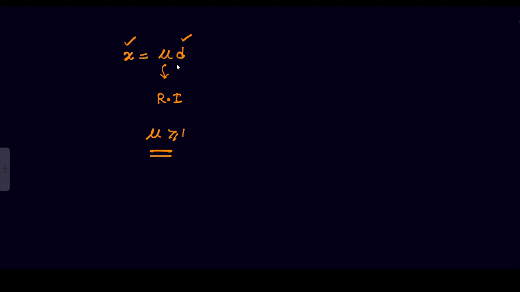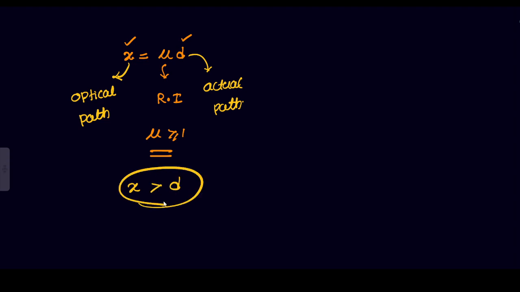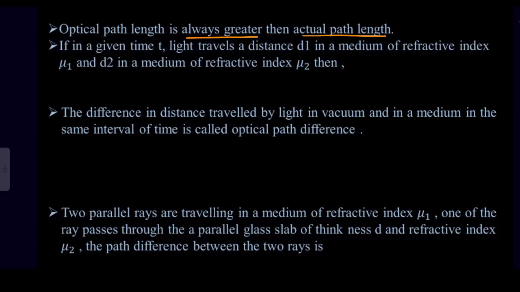Here, in this x and d, which is the greater value? X is called the optical path length, and d is called the original path length, the actual path. Which is greater? The optical path is greater than the original path, right?